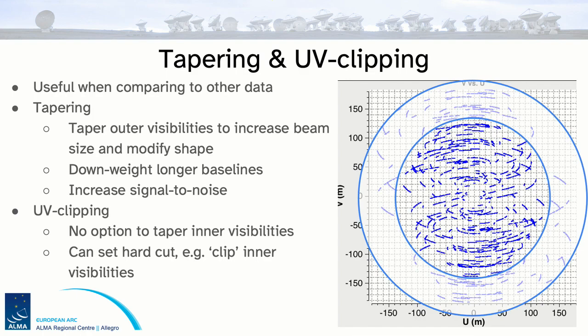Another useful thing that you can do with interferometric data is tapering. Tapering adjusts the UV weighting of our visibilities, which in turn will modify the size and shape of our beam. This is useful in the case that we want to reach a resolution comparable to that of another dataset. The only limiting factor is that we can only taper outer visibilities corresponding to the longest baselines, and this will degrade the resolution. We can instead choose to impose a hard cut to the inner visibilities.